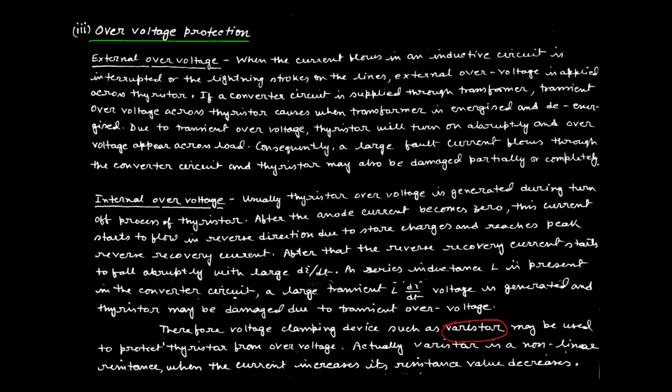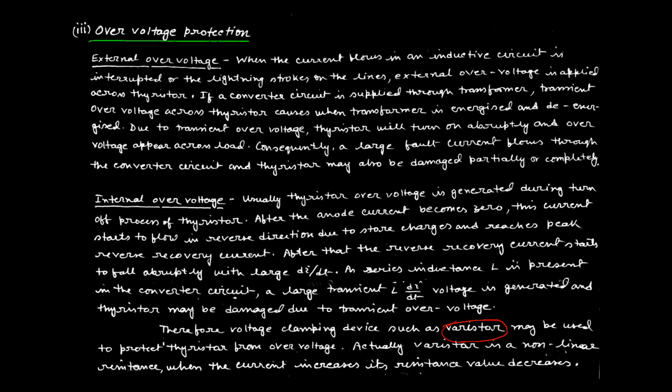That means when the current increases, its resistance value decreases, just opposite of a normal resistance. In case of a normal resistance, when the current increases, the resistivity increases. In case of a nonlinear resistance like a varistor, when the current is increased, its resistivity decreases. So, we can say if a varistor is connected across the switch or across the thyristor, then the thyristor can be protected from overvoltage that can be generated internally and externally.